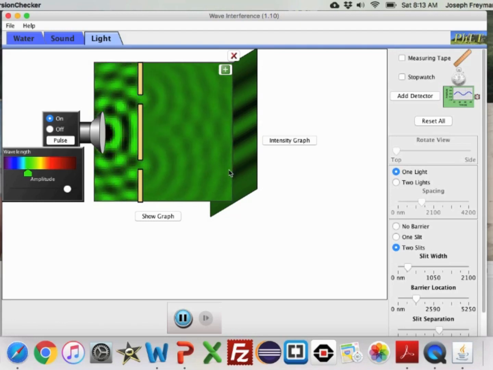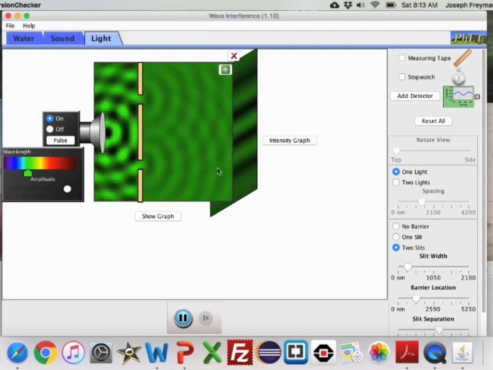Now let's take a look at a dark spot. The dark spot is this kind of area here that I'm tracing out, where you can see it's this shadowy area between the two areas of constructive interference, and that shadowy area where there appears to be nothing, no amplitude, that is an area of destructive interference, which corresponds to a dark fringe.